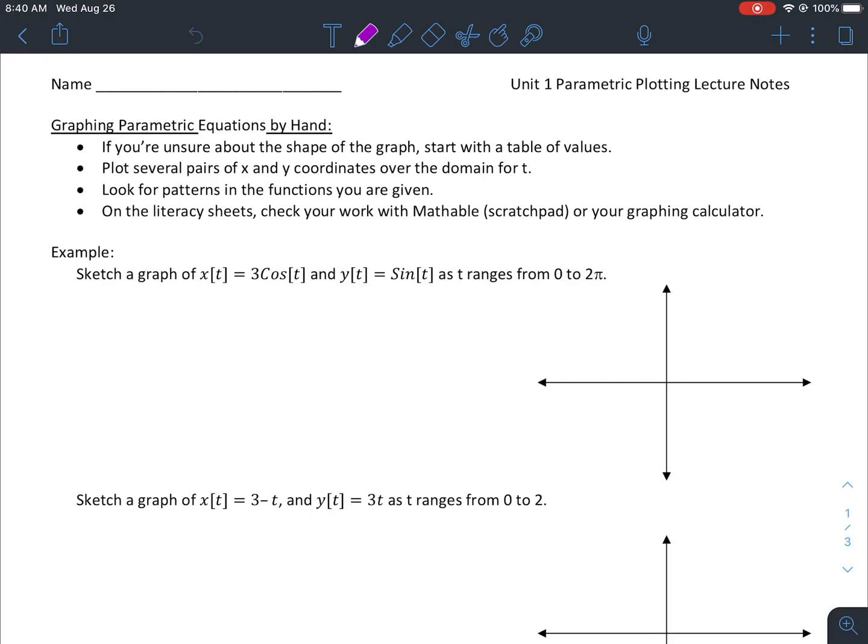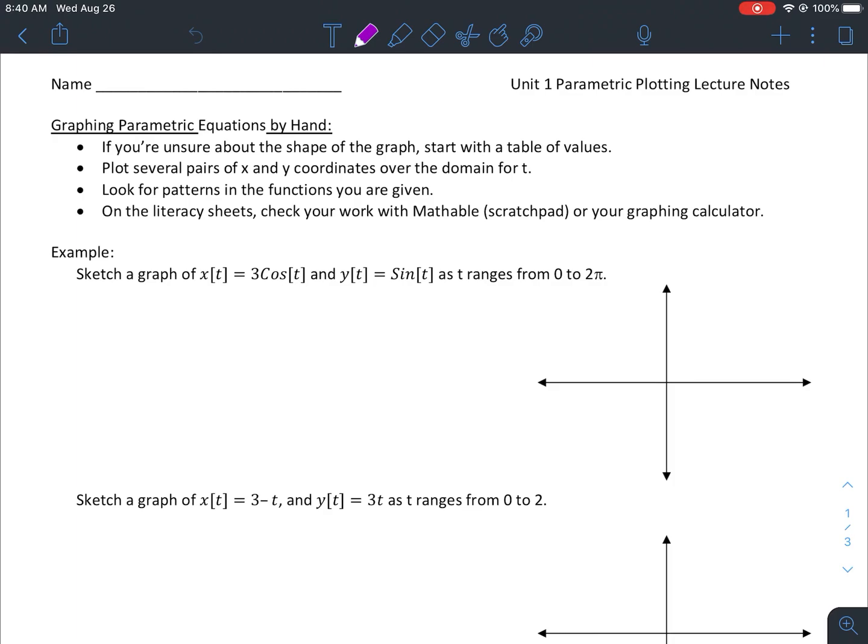Look for patterns in the functions. Obviously, we know circles and parabolas and lines and ellipses. You should know what those look like by now, but also any other patterns that we pick up throughout the chapter. And when you work on your literacy sheets, you can feel free to check your work with Mathable or your graphing calculator, just to make sure it's correct before you turn it in. Okay, so let's get started with our first example.